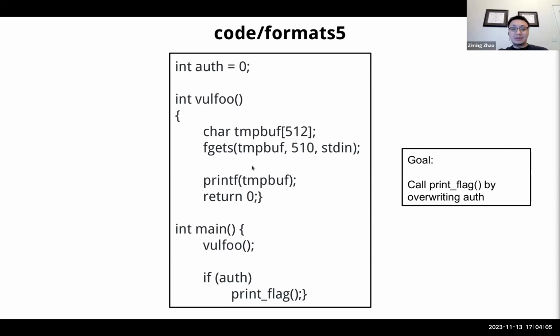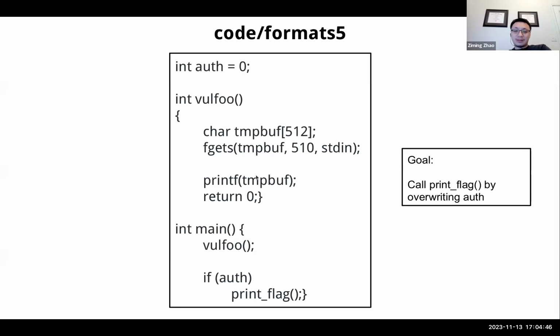Vul-foo has a local variable of 512 bytes. Then there is an fgets to get your input from stdin and put it in this local buffer. So this part has no vulnerability, same as format string 3. The buffer is 512 bytes, and we're only reading 510 bytes, so you're not going to overwrite anything. However, the vulnerability is the next printf function, which uses your user input directly as a format string. And because of that, you will be able to print out anything on the terminal.